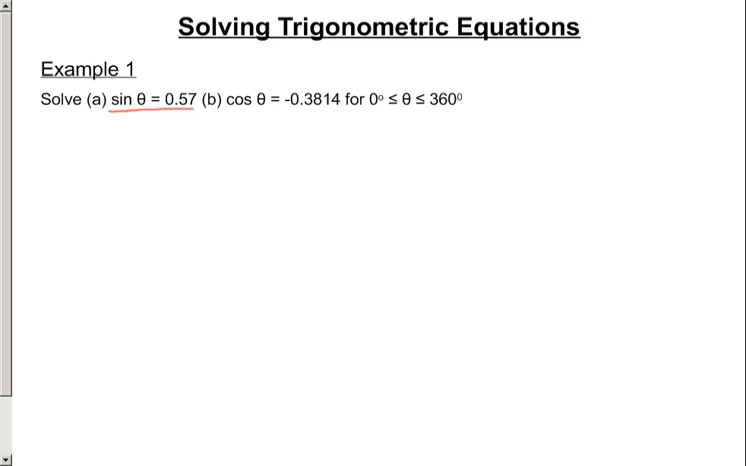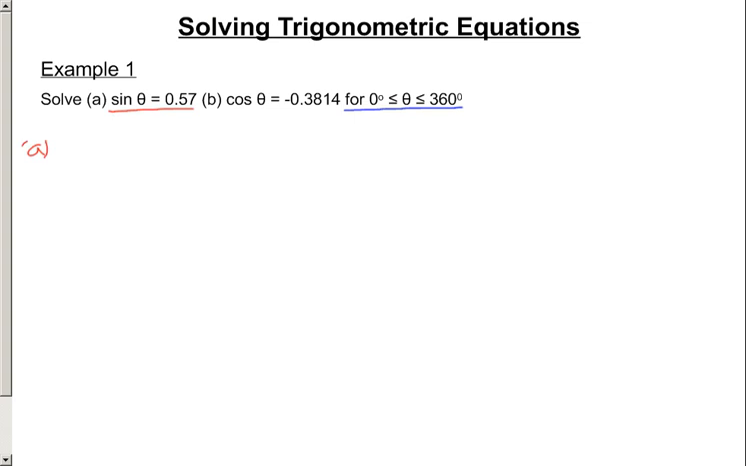Solve sine theta equals 0.57, and as is always very important for these questions, it's within the domain of 0 to 360. That's important because remember that the graph of sine is periodic, it goes on forever, and if we didn't have that domain, we'd have infinitely many solutions. So we have the domain to restrict how many solutions we have.